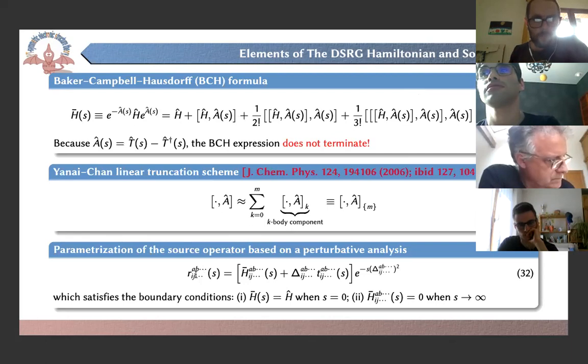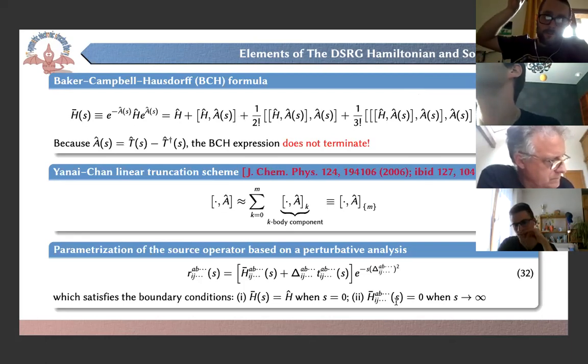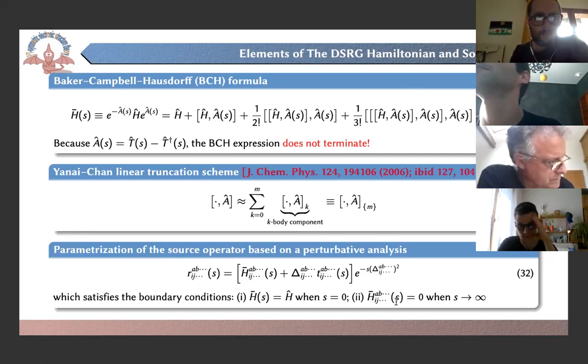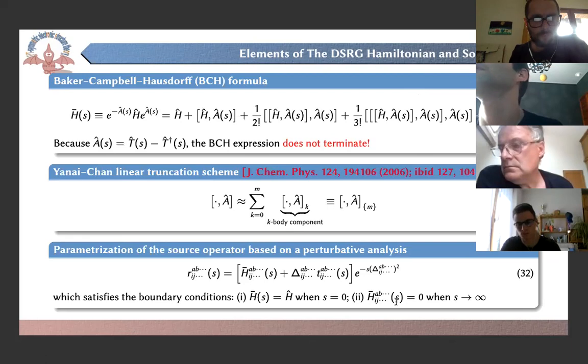What is important in those source term parameters is that they have to fulfill the boundary condition of the problem. So here you can check that if S equals 0, you recover the bare Hamiltonian. And if S goes to infinity, you decouple exactly your reference space and the excited determinants. Here I'm talking about the single reference DSRG. Any questions so far?